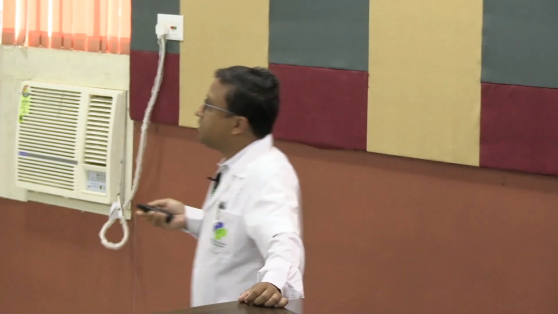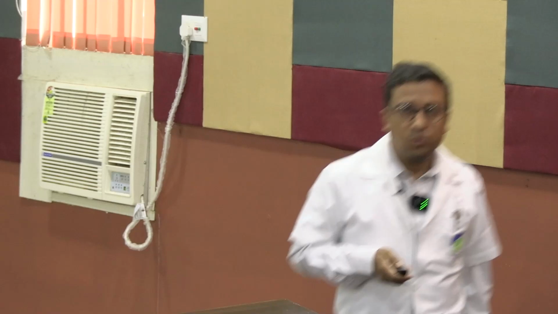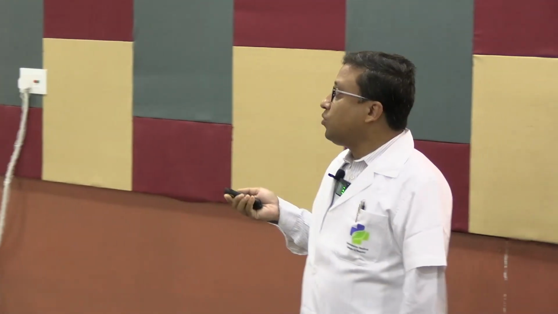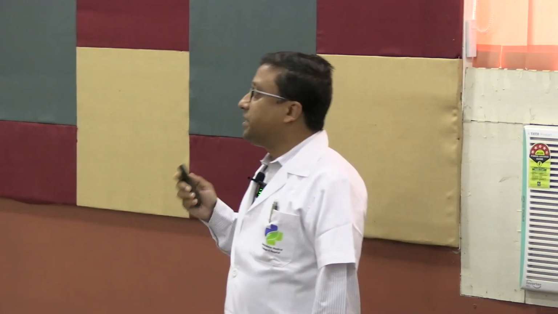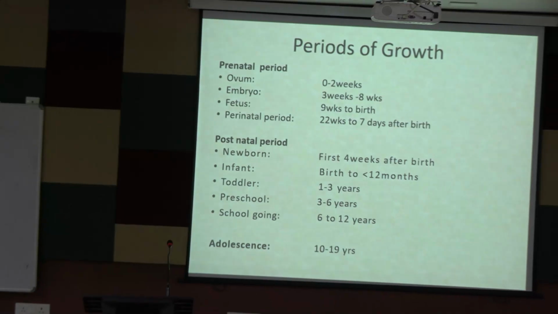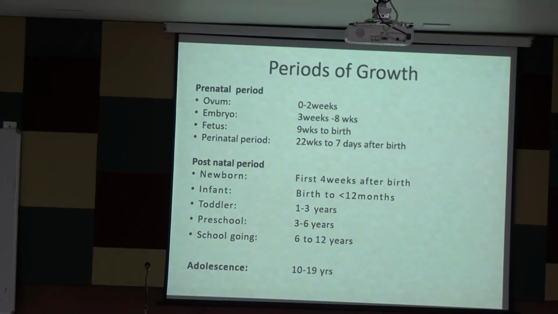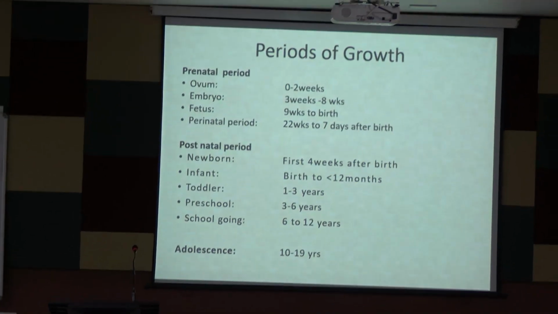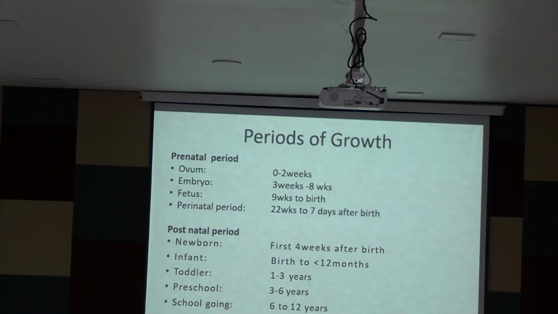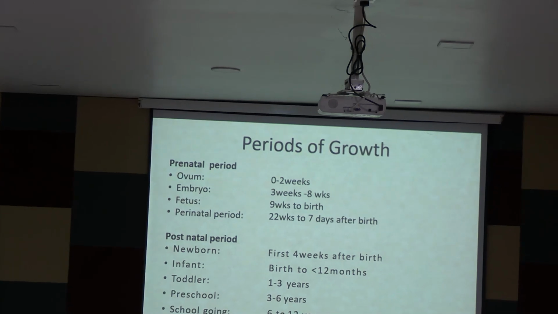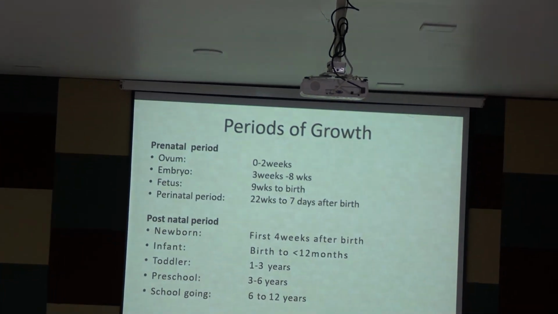According to this concept, there are certain terms which you have to remember very carefully. The first 2 weeks of life is termed ovum, 3 to 8 weeks is known as embryo, and 9 weeks till birth is known as fetus, and the 22nd week to 7 days after birth is known as the perinatal period. These are the intrauterine periods. After birth, the first 4 weeks is known as newborn, then birth to less than 12 months is known as infant, 1 to 3 years is known as toddler, 3 to 6 years is known as preschool, and 6 to 12 years is known as school going age.